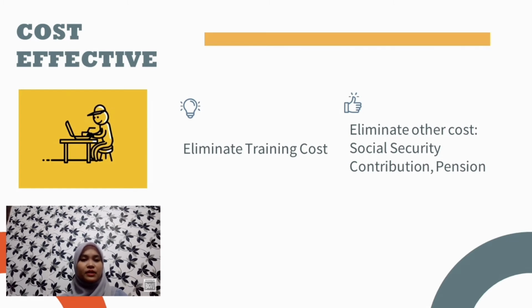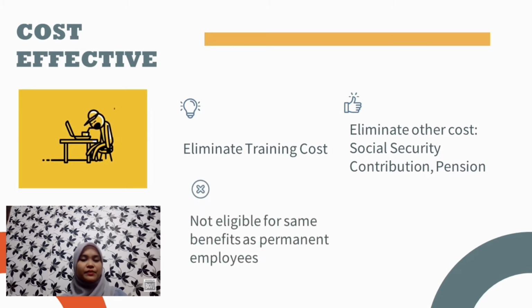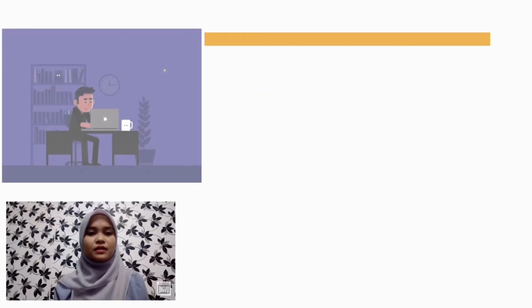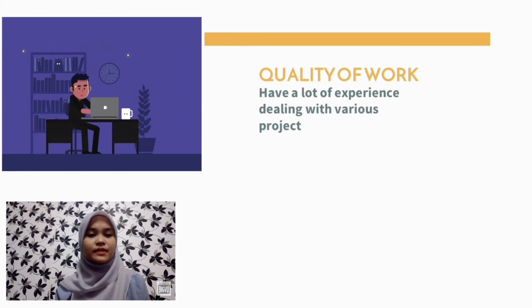For example, a company hires a freelance software developer for a certain duration, and he will get paid until the work is done. Due to that, independent contractors are not eligible for the same benefits offered to permanent employees. The second strength is when the company hires a skilled freelancer, they don't have to worry about the quality of their work. This is because mostly freelancers have a lot of experience dealing with various projects for different companies.